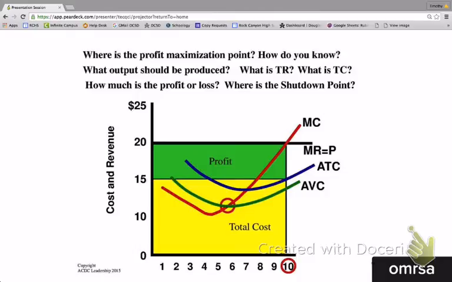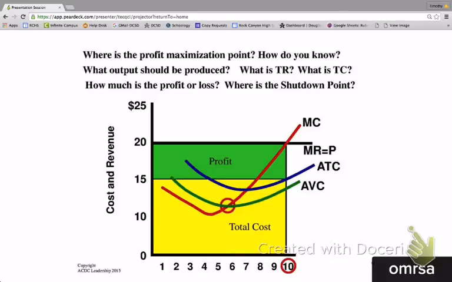So what is the total revenue? Well, the total revenue is the price multiplied by the quantity. So you take a price of $20, multiply it by 10, and that's $200. What is the total cost? Well, you draw a line down from where marginal revenue equals marginal cost to the average total cost curve, and that is the average total cost of producing that good. That is $15. You multiply that times the quantity, and that means the total cost of producing it is $150, the area shaded in yellow.